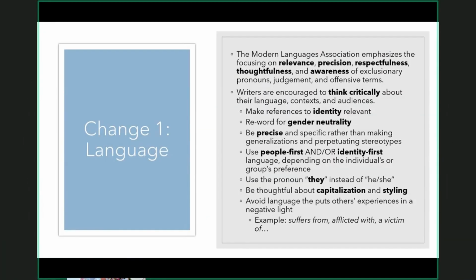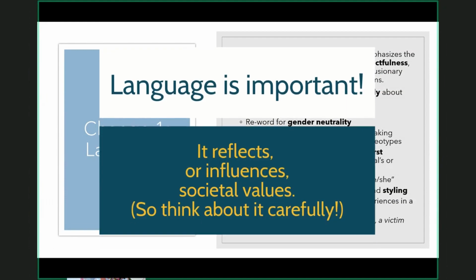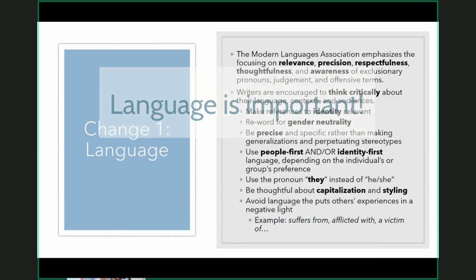The 9th edition of MLA encourages writers to really think about the language that they're using and emphasize the focus on relevance, precision, being respectful, being thoughtful, and being really aware of any exclusionary pronouns, judgment, or offensive terms. It's really important to think critically about the choices that you're making when you use certain language, what's appropriate for specific contexts, and who might be reading this.